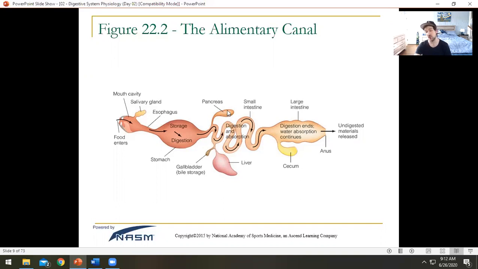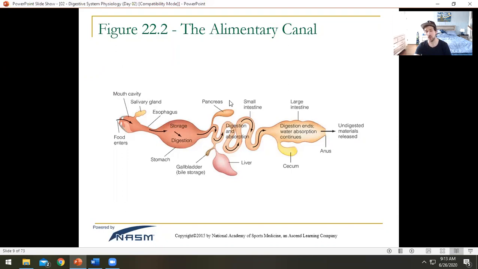Then you have another accessory organ, which is your pancreas, and it's right here where your small intestine is meeting with your stomach. Your pancreas is also responsible for excreting some enzymes right into the beginning of your small intestine. Remember, we were talking about salivary amylase. Your pancreas creates something called pancreatic amylase, and this is going to further break down any carbohydrates that have not been busted up yet.